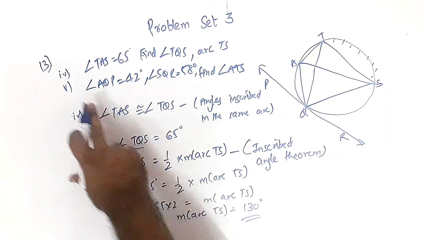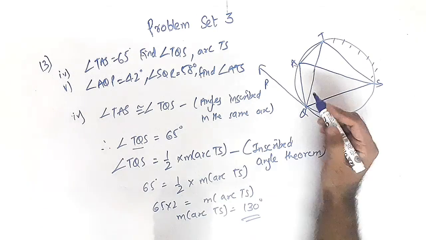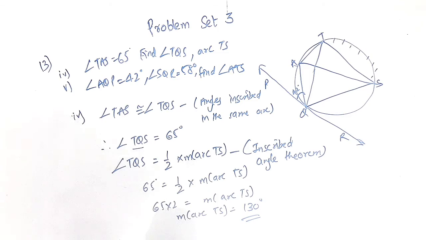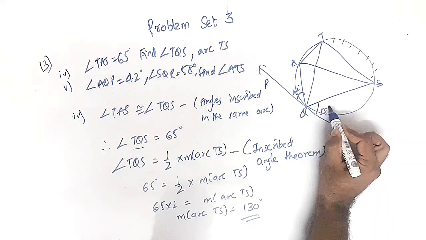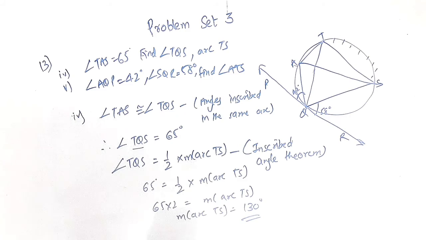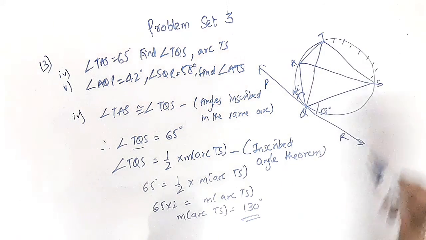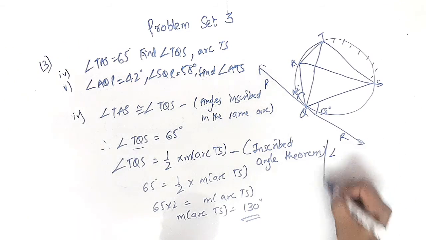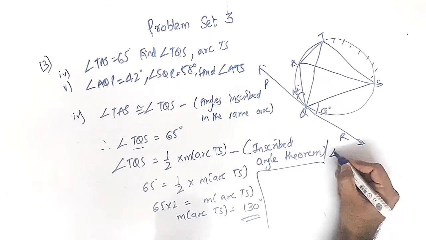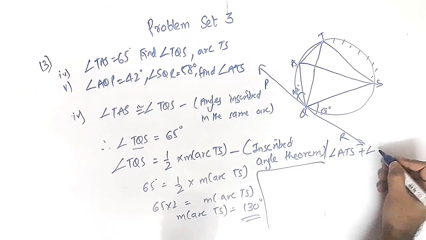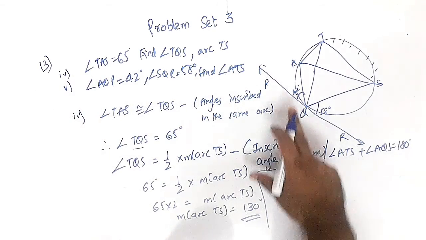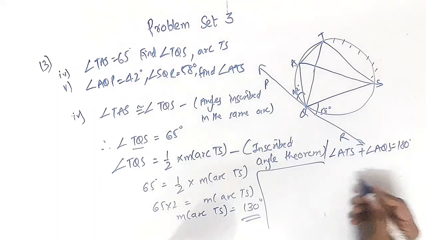Now let us see the fifth one. AQP is 42 degrees, so I'll write here 42 degrees for AQP. SQR is 58 degrees, so I'll write here 58 degrees. Find angle ATS. How can we find angle ATS? We know one thing, that angle ATS plus angle AQS equals 180 degrees. Correct? This we know, ATS plus AQS is 180 degrees.